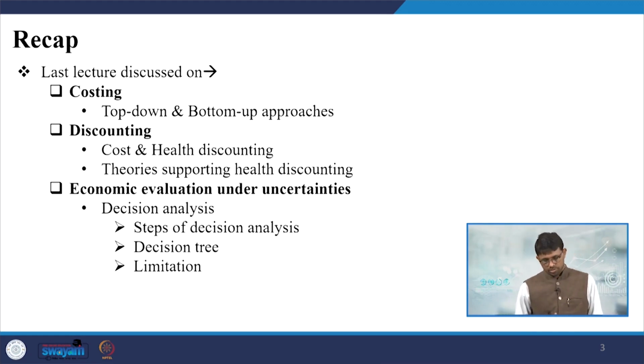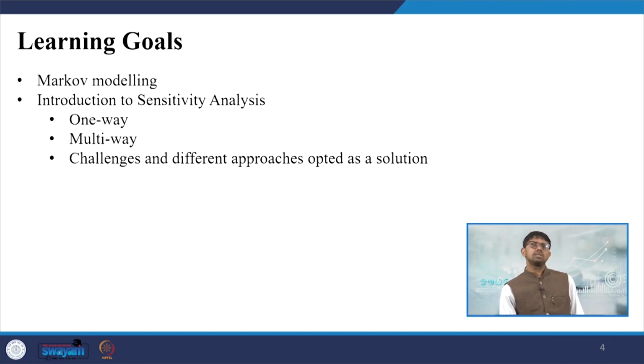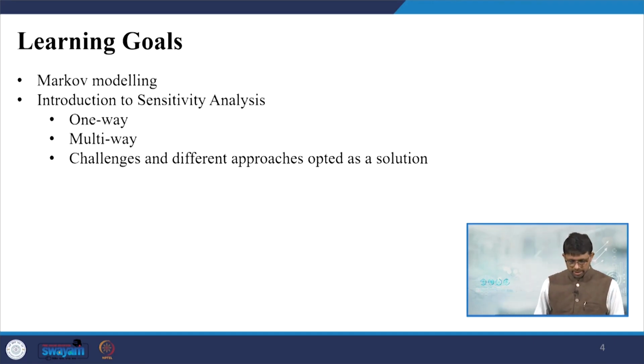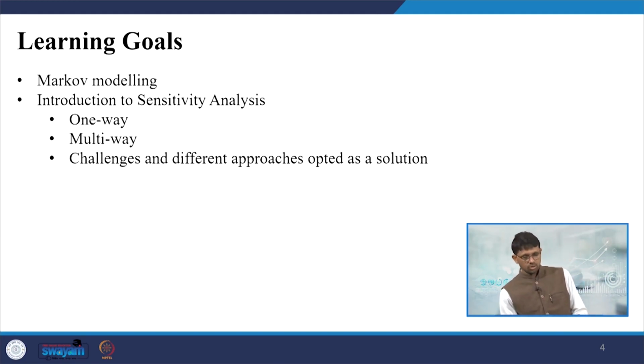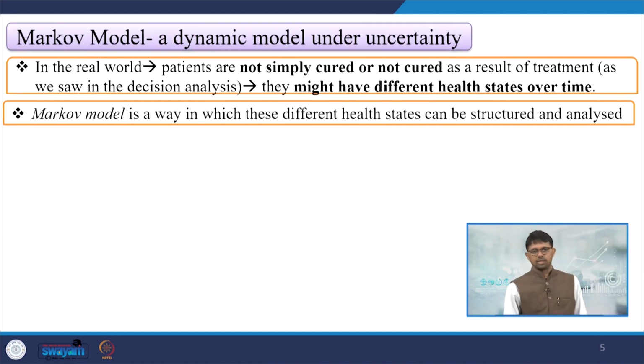And in economic evaluation with uncertainty, we emphasized decision analysis, where we covered the steps of decision analysis, the decision tree and their limitations. In this lecture, we are emphasizing Markov modeling and also introducing sensitivity analysis. They are one-way and multi-way, and we are also discussing the challenges and different approaches opted as a solution as part of the sensitivity analysis. So, let us introduce the Markov model.